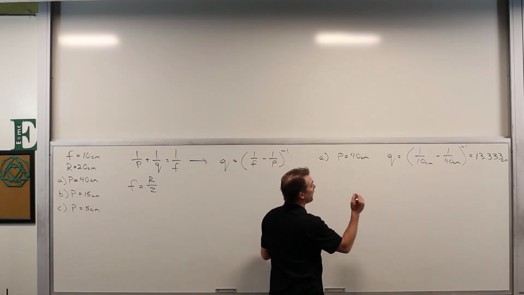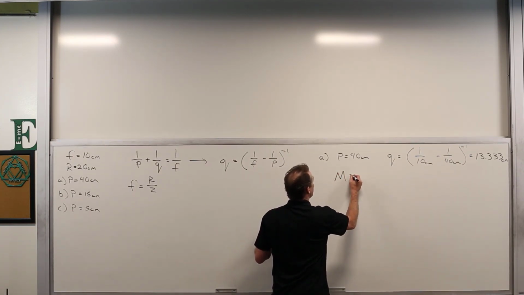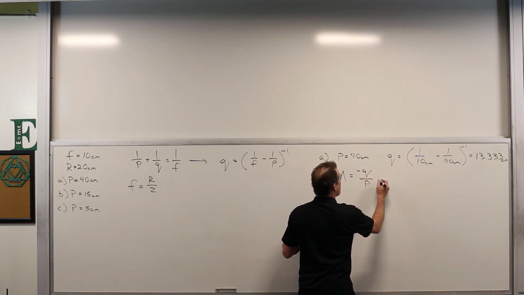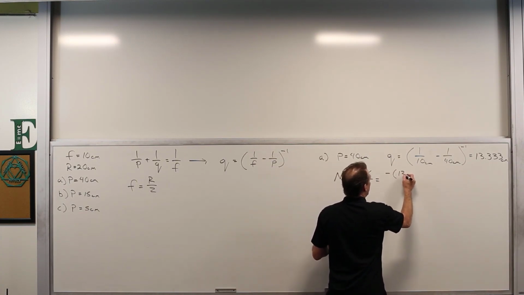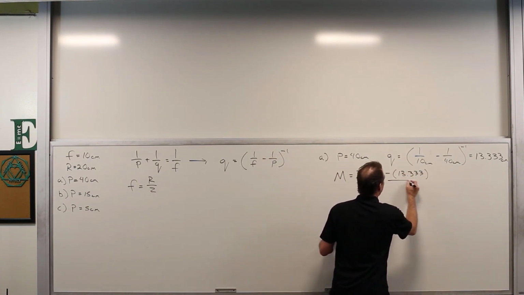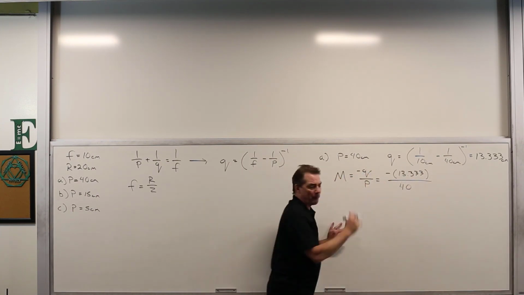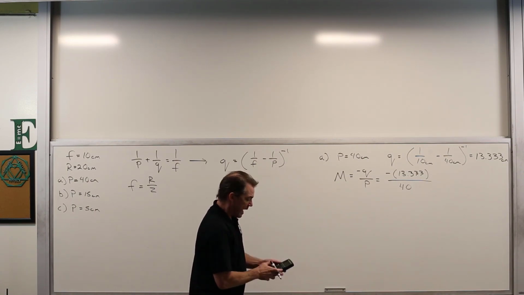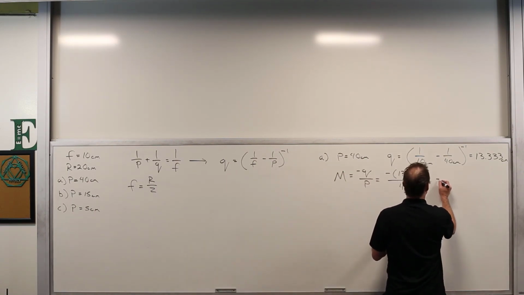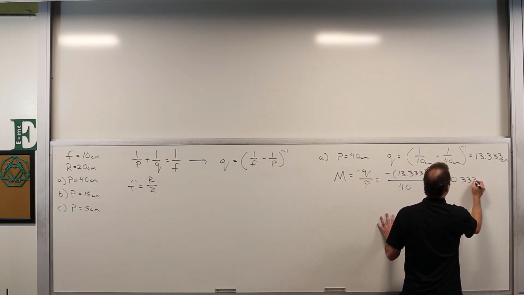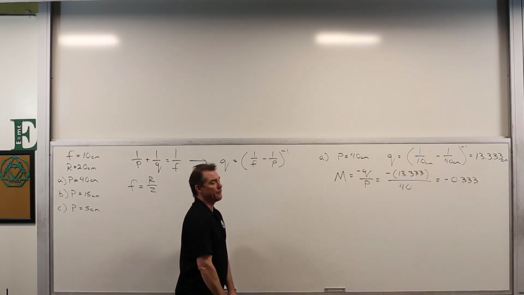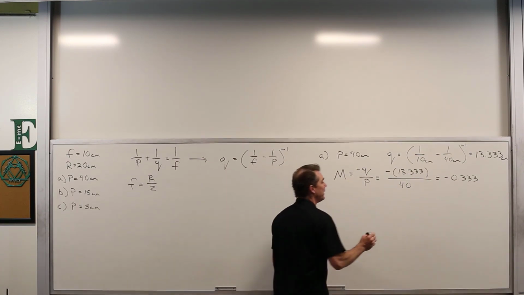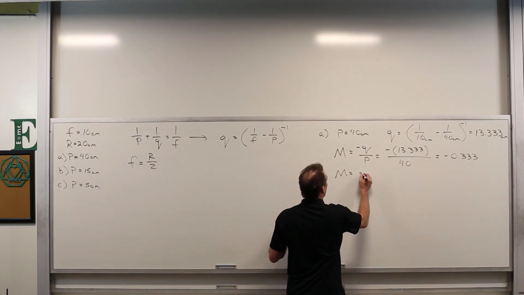Let's look at some other things. We also want to know what the magnification is. Well, the magnification is equivalent to negative Q over P, which will then be negative 13.333 divided by P, which is 40. We'll drop the centimeters because they cancel each other out, and we've just got that this is negative 0.333. So there's the magnification, lateral magnification. Notice the magnification came out to be negative. M equaled a negative value.